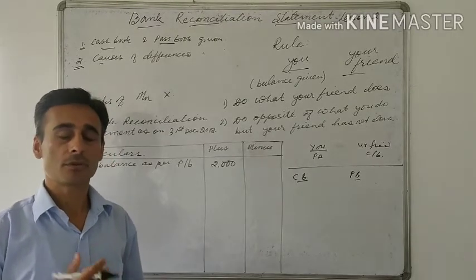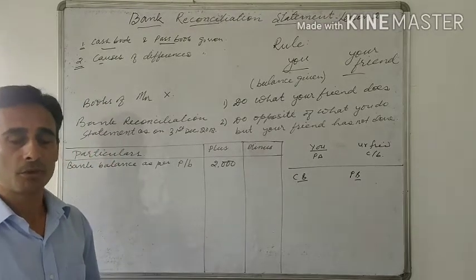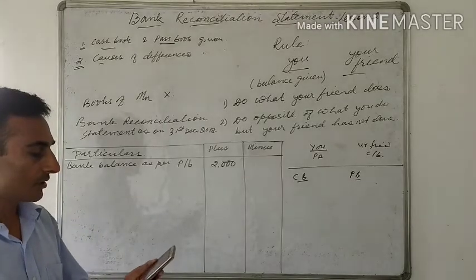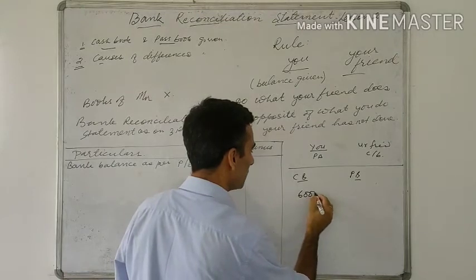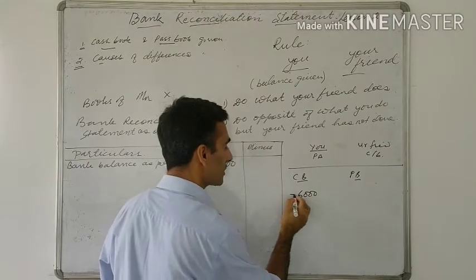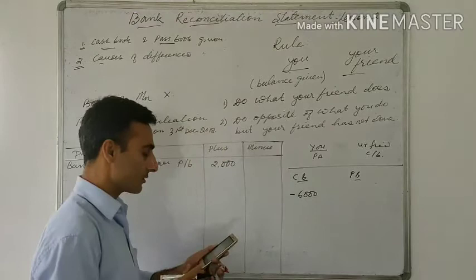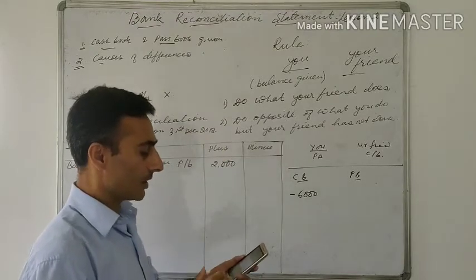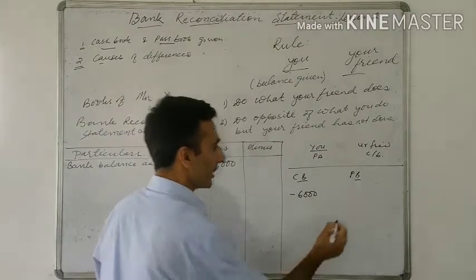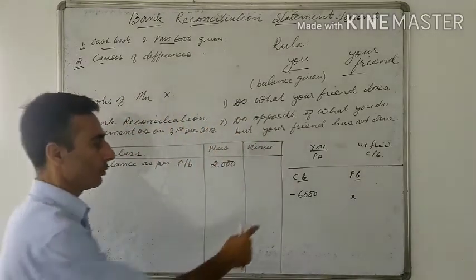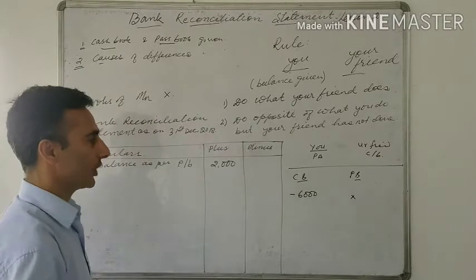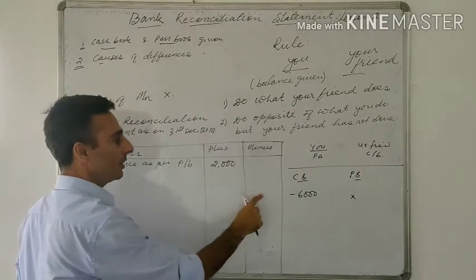When a firm issues the check, the entry will be made in the cash book immediately. So this is entered in the cash book, 6,000, and it is an issued payment, which will decrease the balance, so it is minus 6,000. But it is not presented for payment, so it is not recorded in the passbook. Now what to do with this one? Whether this should be plus or minus.